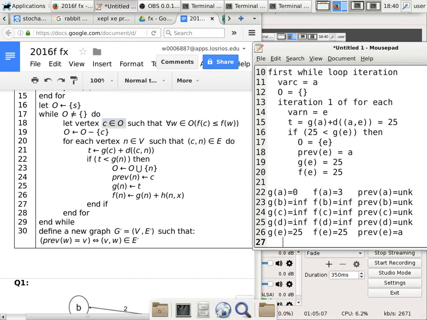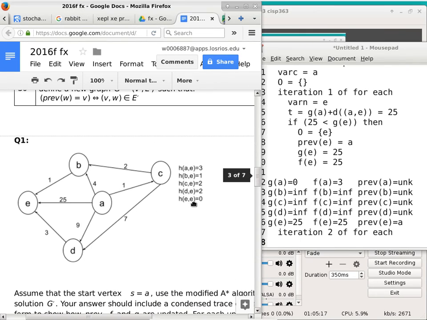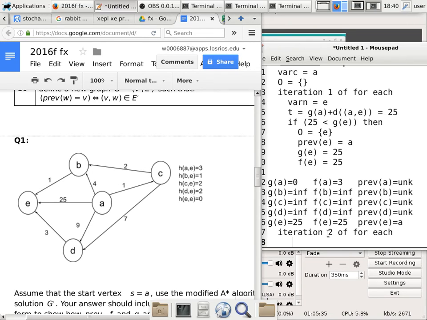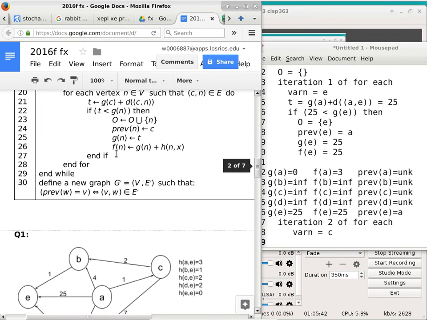Now we are on to the second iteration of the for each loop. Which neighbor of A do you want to choose as the next one to explore? We still have 3 more to choose from, so you can let me know which one you want to choose. C? Okay, so let's pick C as an example. If we choose C as the neighbor of A to explore, then var n is C in this case, and we just go through the algorithm to figure out what we need to do.